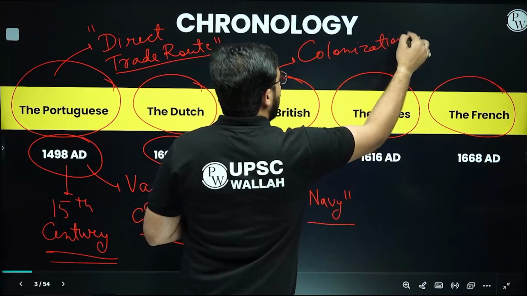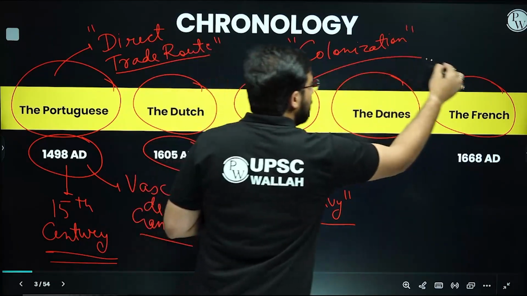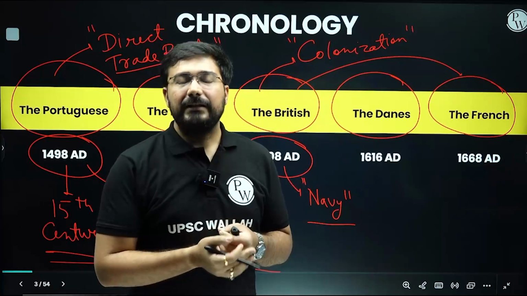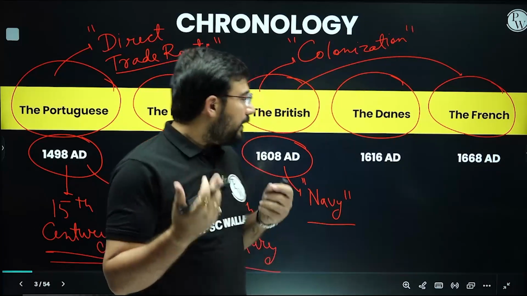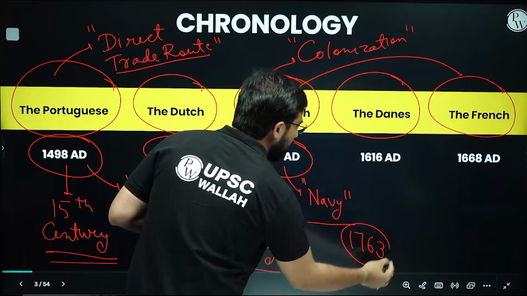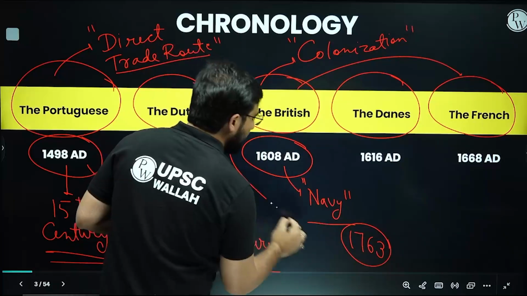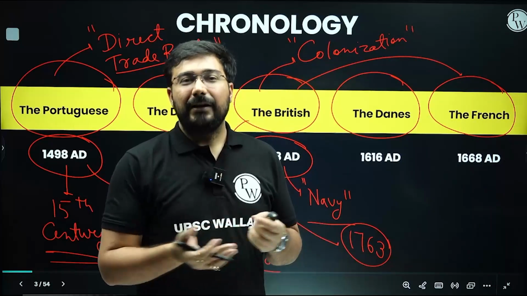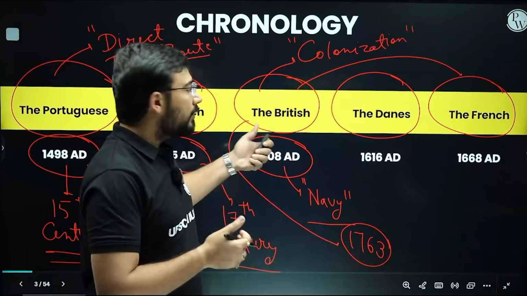But not before they had a fight with the French, which is popularly known as the Carnatic Wars. Three Carnatic Wars were fought, and finally in 1763, with the signing of the Treaty of Paris, there was only one power which was going to take the initiative for controlling the Indian subcontinent, and that is going to be the British.